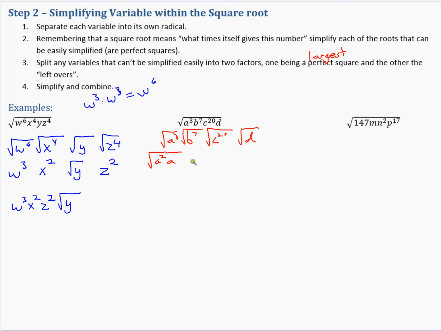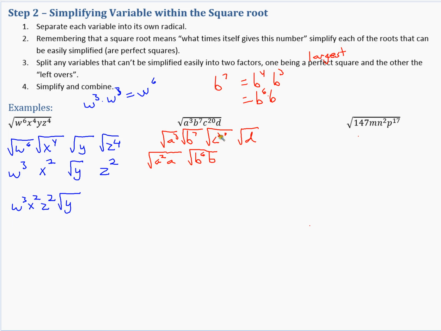And then b to the 7th, well, b to the 7th isn't a perfect square. Now, with b to the 7th, we could write that a couple different ways. We could think of that as b to the 4th times b cubed, but we don't want to do b cubed because that can be simplified even more. So we want the largest perfect square, so b to the 6th. That's our largest perfect square, and then the leftover, which I was mentioning, would be b. So this is going to be b to the 6th times b.